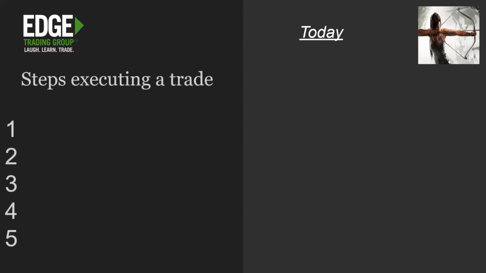If it was ready, aim, fire, what's your ready, what's your aim, what's your fire? What's your step 1, what's your step 2, what's your step 3 in executing a trade? So just write on a piece of paper, kind of like you see on the screen.